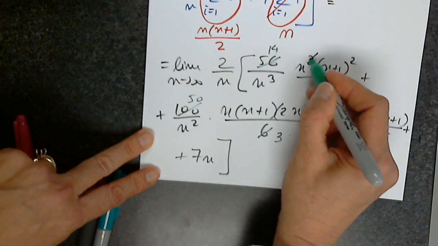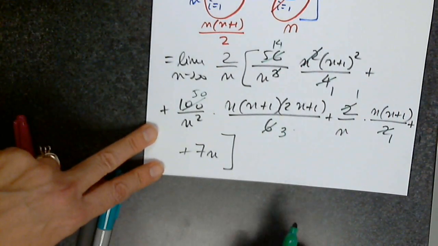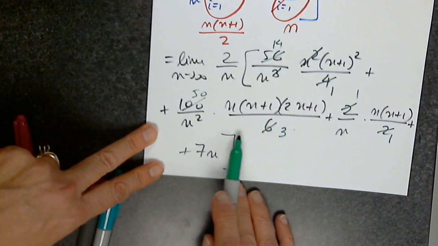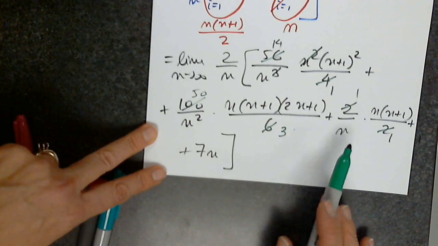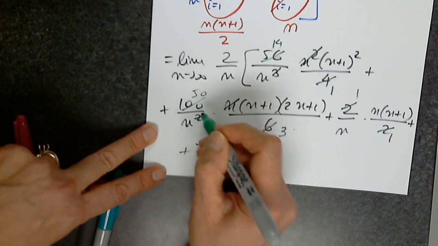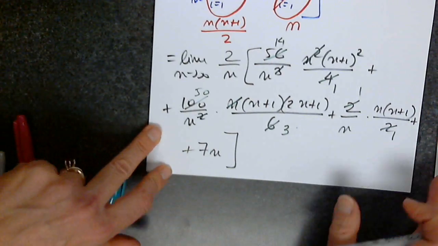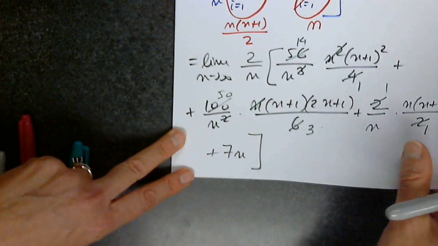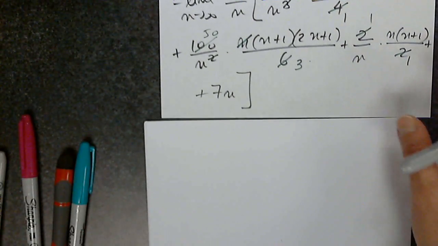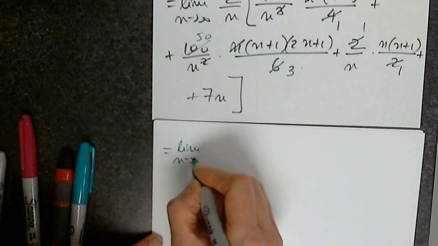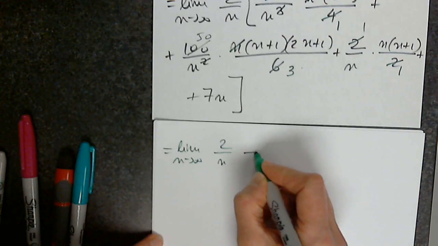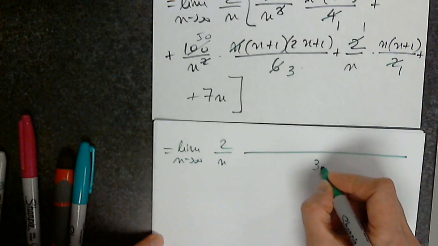Okay, then I want to eliminate these two. So the denominator will be 3n. I'm not going to simplify this one, but I will simplify one here. Awesome. So the least common denominator will be 3n. Limit as n approaches infinity, 2 over n in front, and 3n.